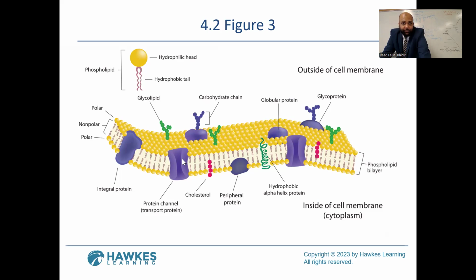What did I mention about the GLUT, the glucose transporter? The GLUT is going to allow the influx of glucose. So it's like a protein channel. It's like a tunnel. You see the tunnel? The tunnel allowing the influx of molecules. Does that make sense?